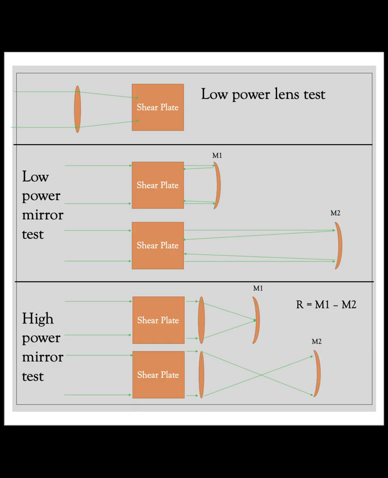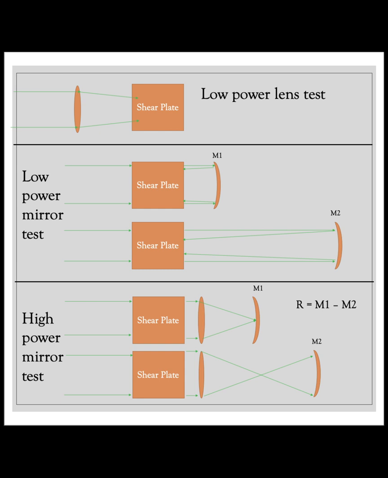In this lab, we use that type of information to test for the attributes of three different optical components: a low power lens, a low power mirror, and then a higher power mirror. Starting with a collimated source, we could add an optical component in and see how much that optical component changes the skew angle and the spacing between the fringes.